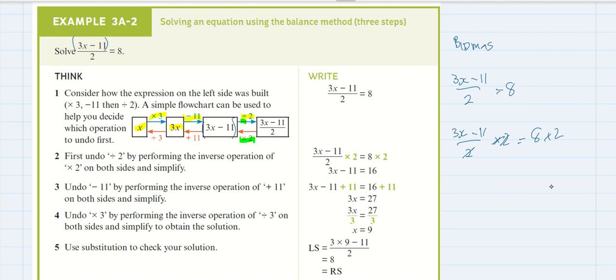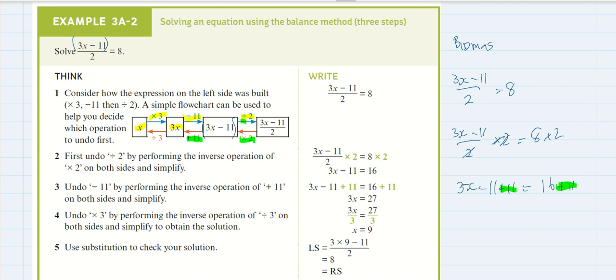So let's write 3x take 11 equals 16. You can see that I've left a little bit of space there because I'm going to add a little bit more in there. The next step is the opposite of take 11, which is to add 11. So we're just going to go plus 11 and plus 11. I've just used this flow chart to do the balance method.